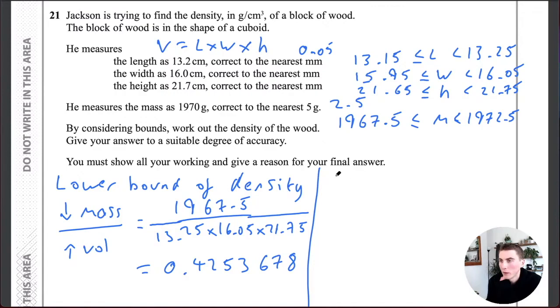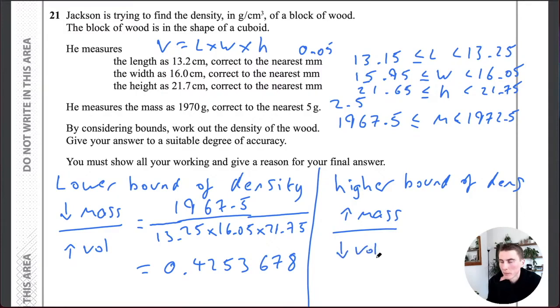But if we try then to work out the higher bound of the density, so the biggest the density can possibly be, then we would need to do the largest mass divided by the smallest volume. So it's like, what's the heaviest it can be divided by the smallest volume that can be packed into, because that will give us the highest possible density. So this time we take this higher bound of the mass, the 1972.5, and we divide it by all of these lower values multiplied together.